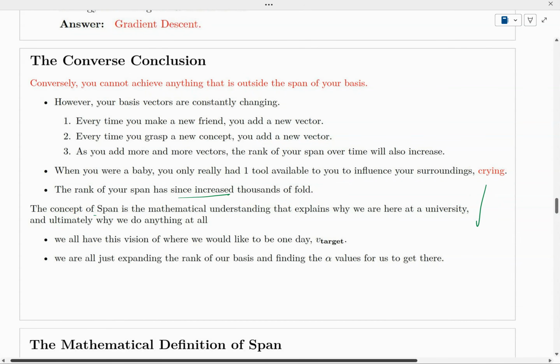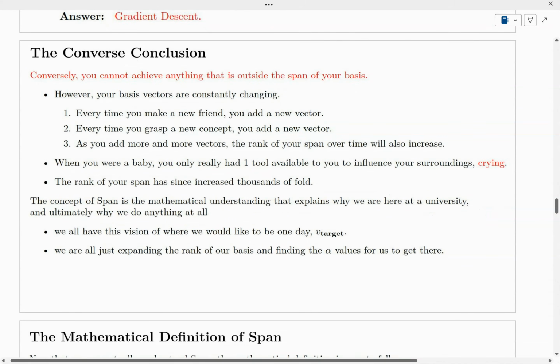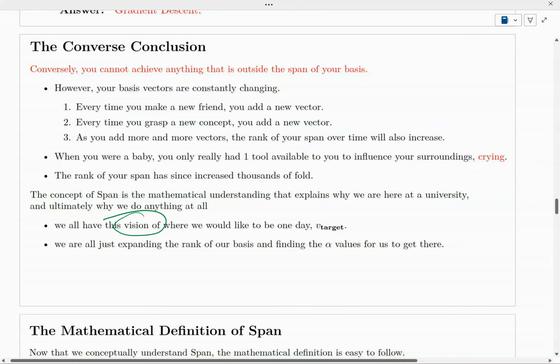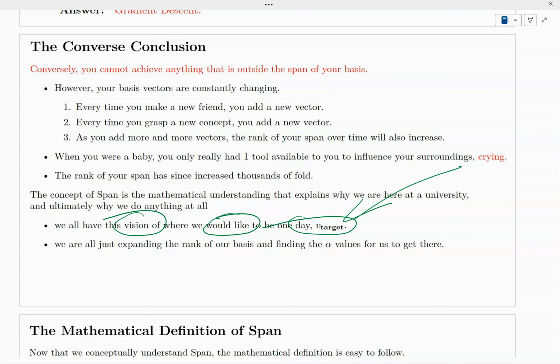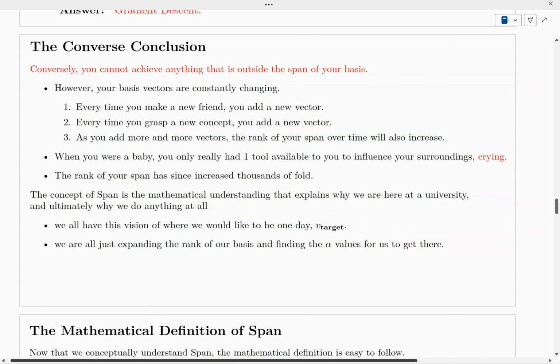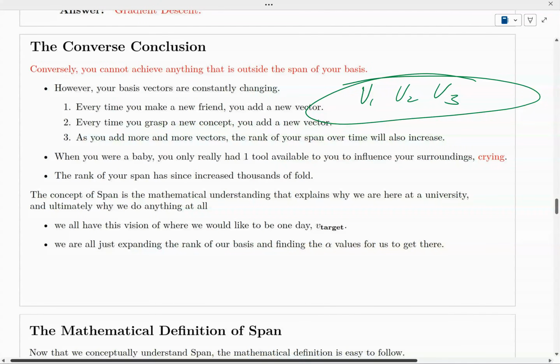The concept of span is the mathematical understanding that explains why we're here in the university and ultimately why we're doing anything at all. This is the math that's basically explaining that. We all have a vision. You can imagine we all have a vision where we would like to be one day. And that vision is our target. We would like to be rich. We would like to have a job. We would like to find love, right? We have some kind of vision, and that is our target. And we all have our basis tools, V1, V2, V3. We all have some kind of tools available to us.